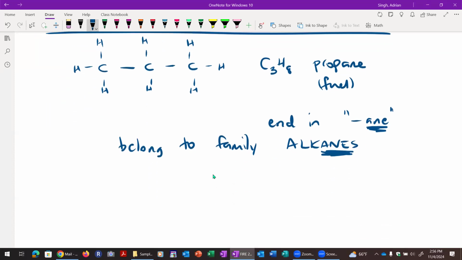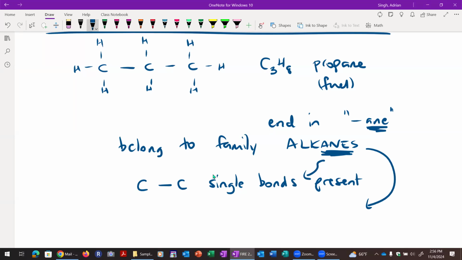And what defines an alkane is the fact that there are only carbon to carbon single bonds present. Okay, there aren't any carbon-carbon double bonds, for example. Alkanes are also called, so these are AKA, also known as saturated hydrocarbons.